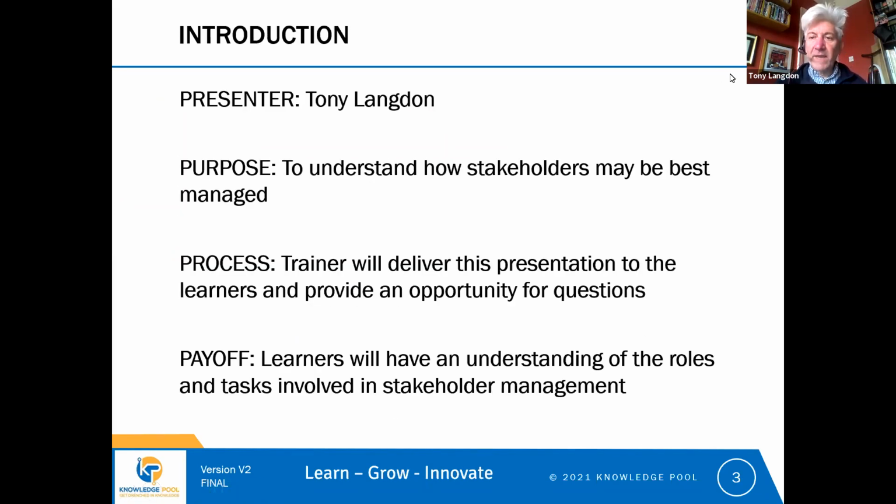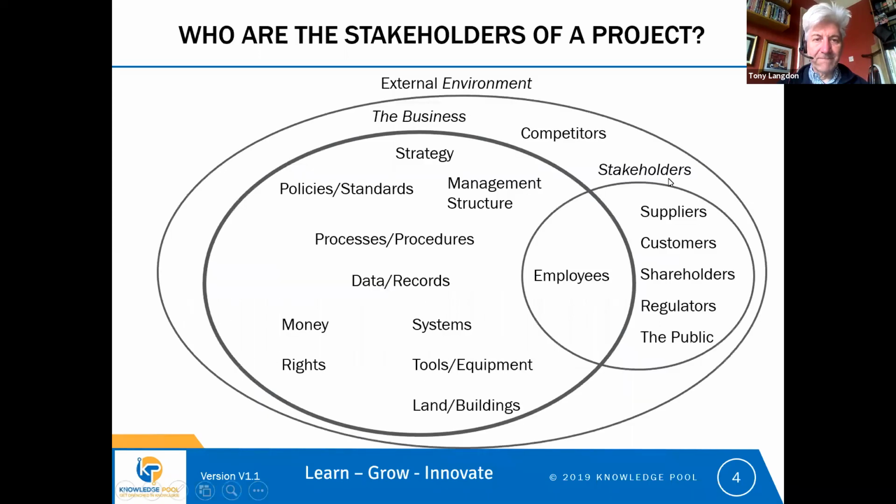So what we're going to look at in this session is we're going to understand how stakeholders may best be managed. And the process is I'm going to deliver a presentation. There'll be an opportunity to ask questions, but there's no assignment as part of this particular session. The payoff is that you'll have an understanding of the roles and the tasks that are involved in stakeholder management in projects.